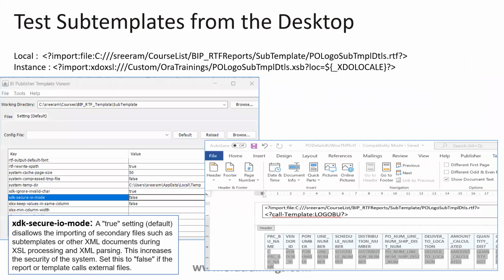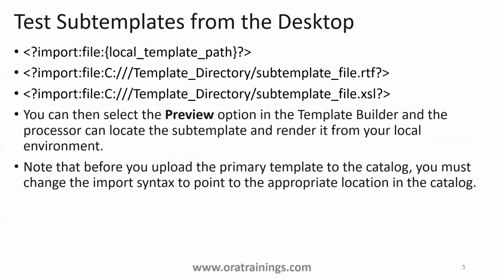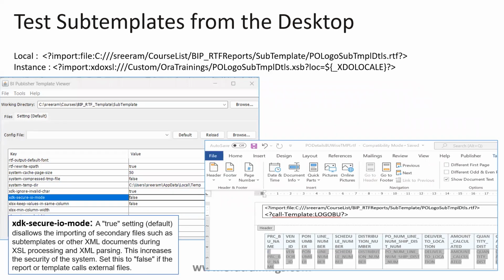When you're trying to test the subtemplate from the local system, you have to mention a different import command. And there is one more important setting: you have to test using the BIP published template viewer. In the settings, you have to set the XDK secure IO mode value to false. Okay, and then you can test it.